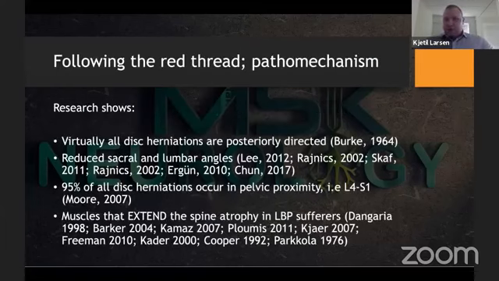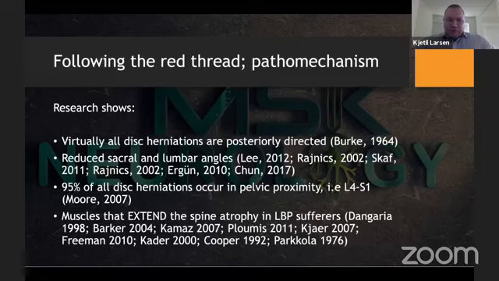Research has shown, and we are now starting with discogenic low back pain and the pathomechanism of degenerative spine disease, that if we read images, we know that virtually all disc herniations are directed posteriorly or posterolaterally. Research has shown that reduced sacral and lumbar angles are involved in the genesis of these herniations. And we know also that virtually all disc herniations in the lumbar area are in the L4-L5 or L5-S1 area.